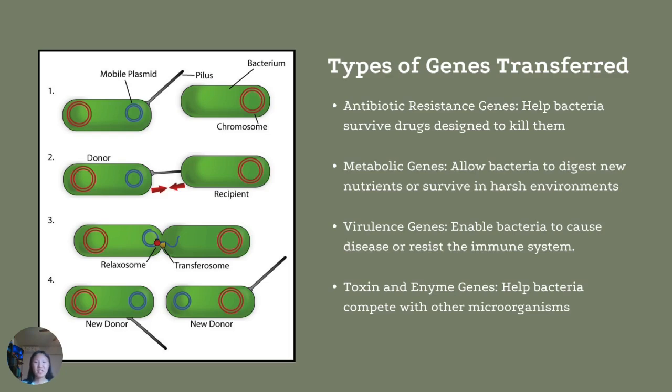The types of genes transferred during conjugation are usually antibiotic resistant genes that help bacteria survive drugs designed to kill them, metabolic genes that allow bacteria to digest new nutrients or survive in harsh environments, virulence genes to help bacteria resist immune systems, and toxins so that bacteria can cooperate with other microorganisms.